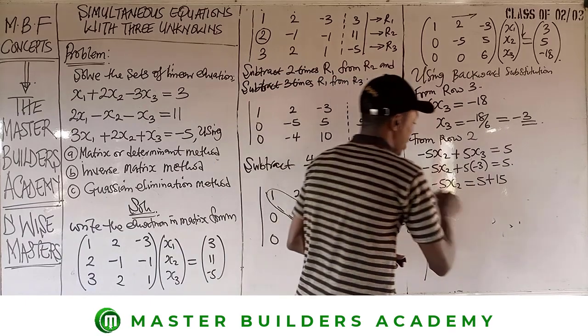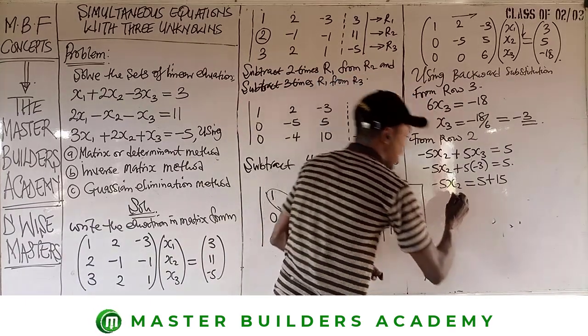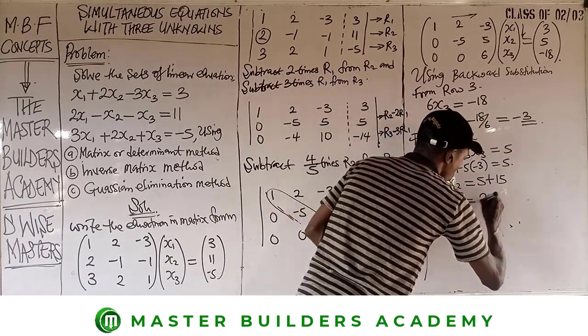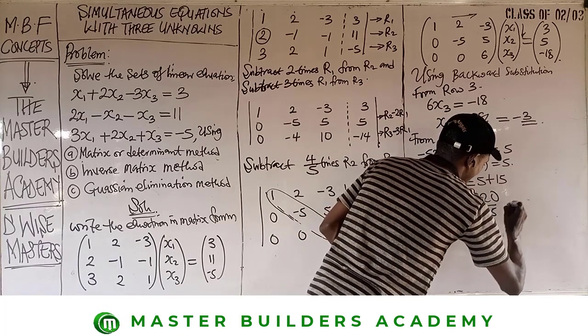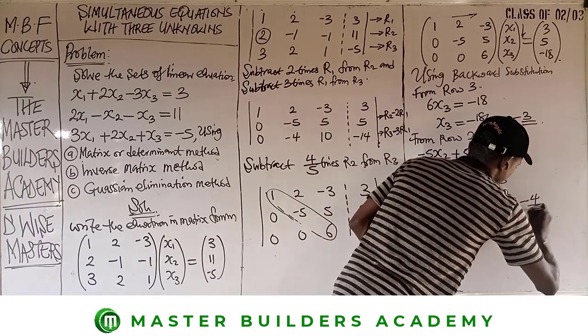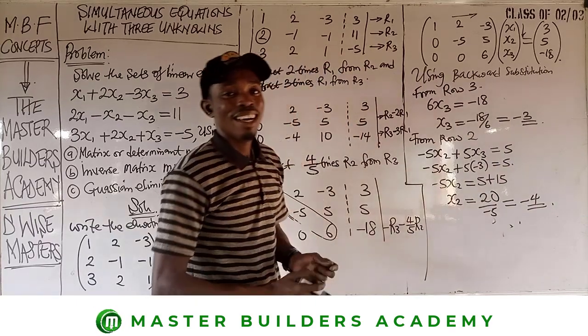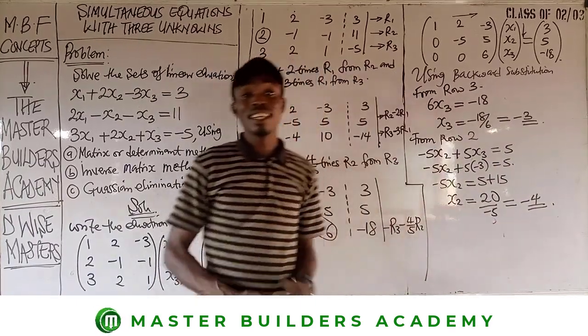And then we'll be dividing both sides by negative 5. x2 is equal to 20 divided by minus 5. And this will give us negative 4. Is this wonderful? Are you enjoying this class already?